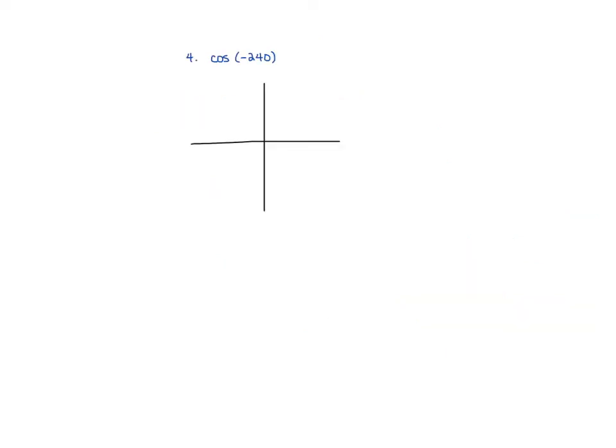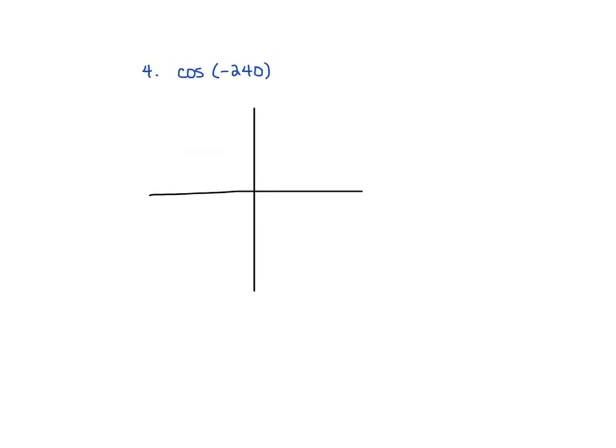Okay, so number 4, cosine negative 240. So again, when it's a negative angle, I'm going clockwise. So if I go 180 and then 60 more, I've made my negative 240 angle. So here is my reference angle. It's faster for me to go back down than to keep going. Here's 30. Here's the right angle.